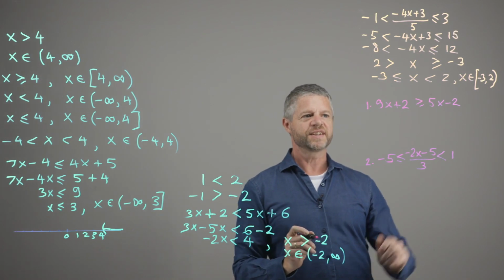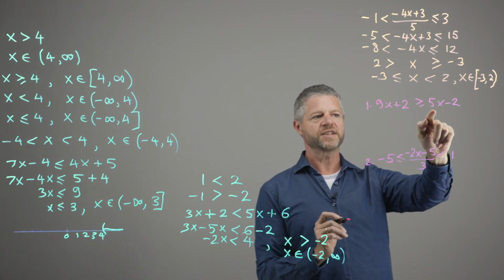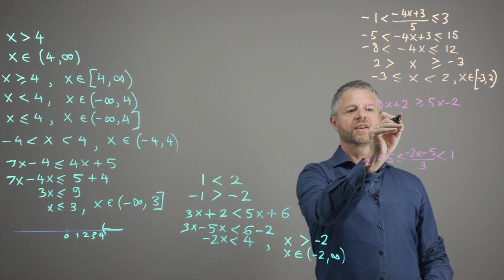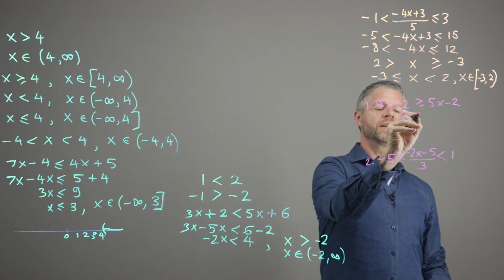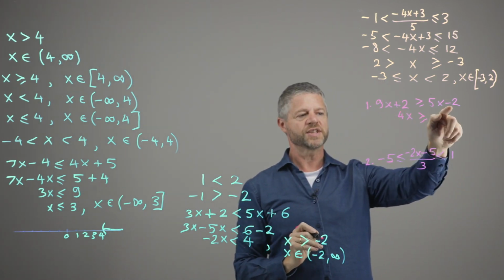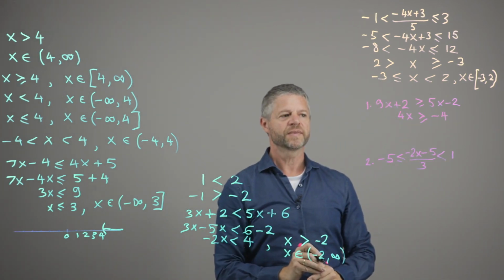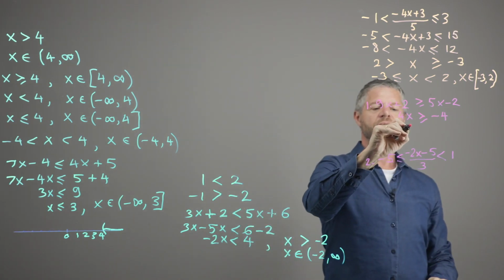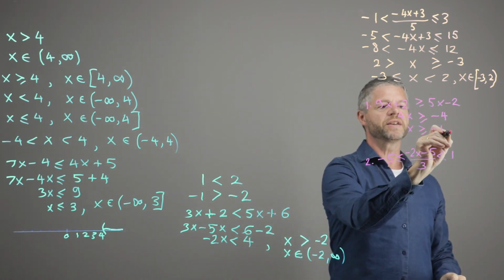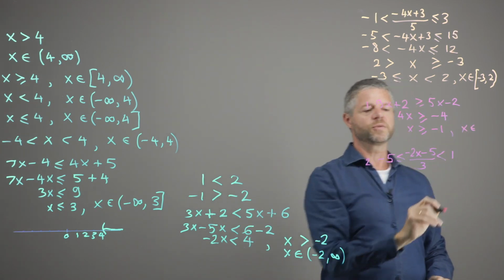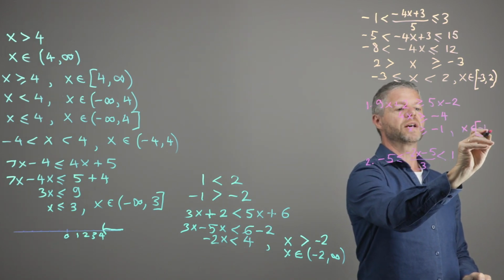Okay, so let's see how you did. So for this first one, we're going to try and move the x's to the left side, numbers to the right side. So first thing we can do is subtract 5x from both sides. So 9x minus 5x would be 4x. And then we'll try and move the 2 over onto the other side by subtracting 2. So minus 2 would be minus 4. And then we'll divide by 4. So we'll get x greater than or equal to minus 4 divided by 4, which is minus 1. And in interval notation, that would be x is in the interval from minus 1 up to infinity.